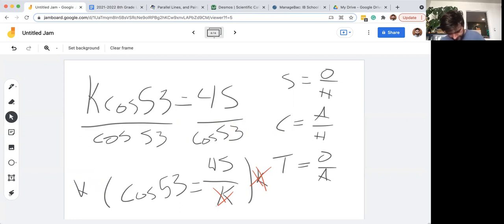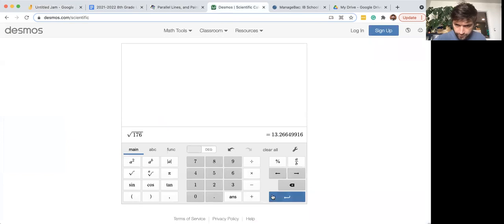And yes, it is calculator time. Just pop over here. You go clear, clear.